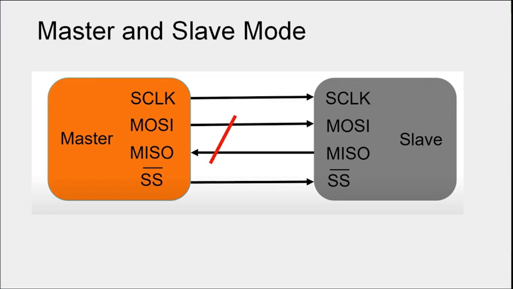This is the connection: the serial clock will be connected to the serial clock of the slave. Master out, slave in is the transmitting side of the master, whereas it is the input of the slave. And master in, slave out is the receiver input. And SS is for slave select. It should be active low. The bar represents active low.